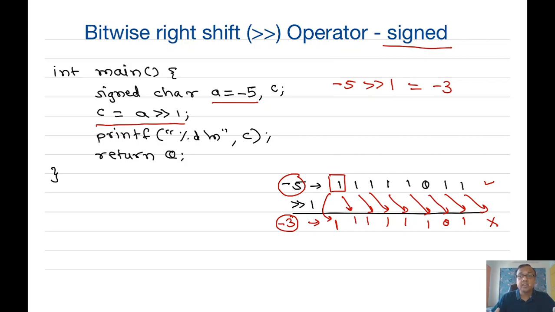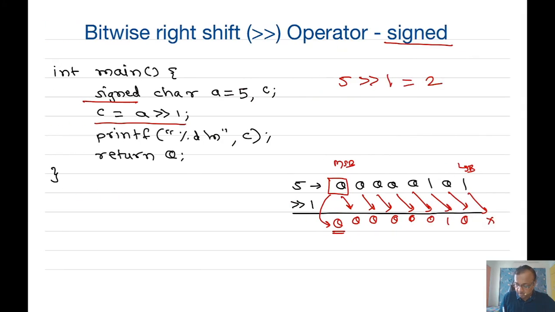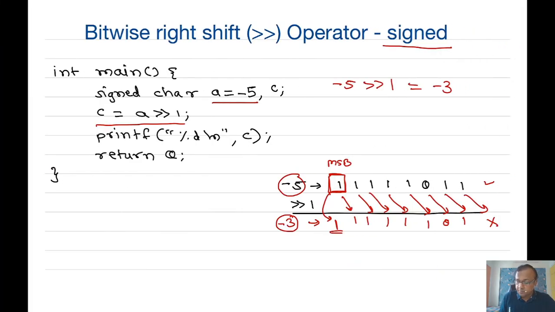However, understand that in this case, the MSB bit is retained. What is the logic behind it? I hope you recall from the last video that the MSB represents the sign bit. So if the MSB is 0, it means your number is positive. After a shift operation, the number will remain positive. However, if the MSB is 1, the number is negative, and doing a right shift will retain the sign; the number will still remain negative. This is very basic stuff you need to remember forever.